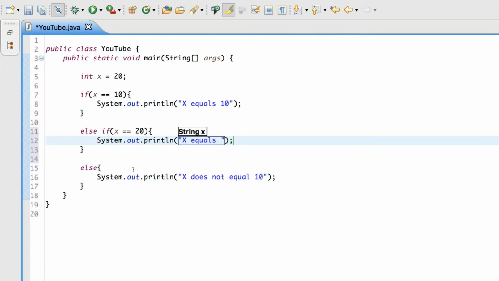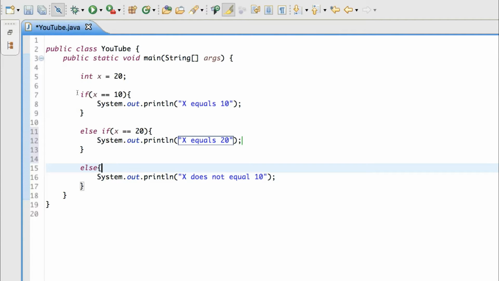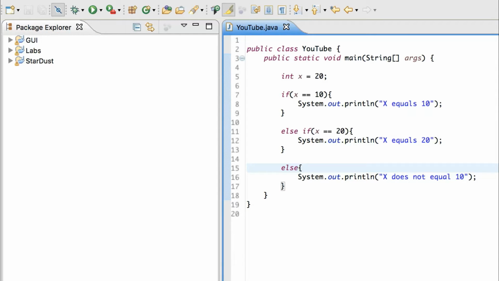x equals 20. So basically what the computer is going to do is recognize that x equals 20, and run it through the first if statement. It's going to say, okay, does x equal 10? No. Okay, so it's going to kick out, and say else if, does x equal 20? Yes. So it's going to do system.out.println x equals 20. We can go ahead and run that just so you guys can see. Since x equals 20, we know that it's going to print out x equals 20.